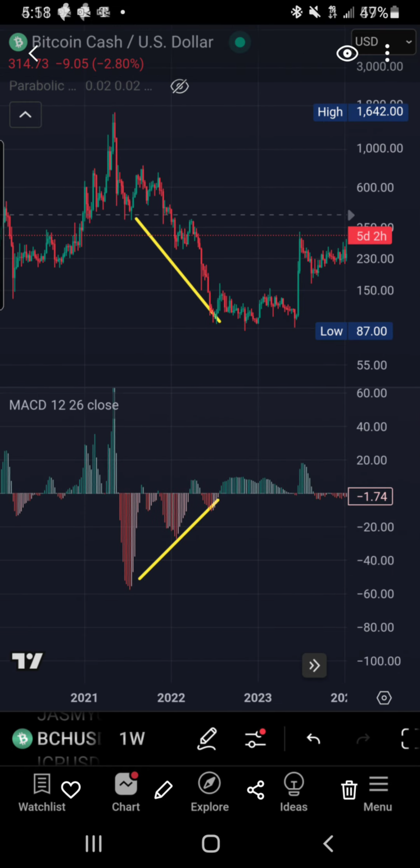Okay? So how about this? Well, that looks like a lower low and a higher low in the indicator. Why didn't we go there? Again, we've got to take the whole thing into account. And we did eventually, by the way.